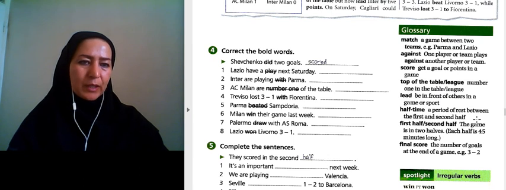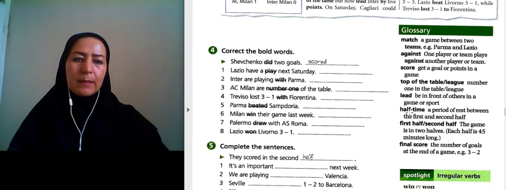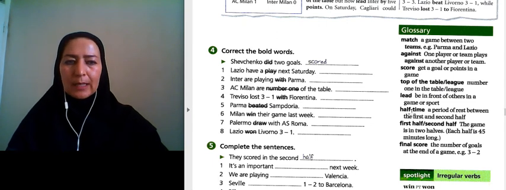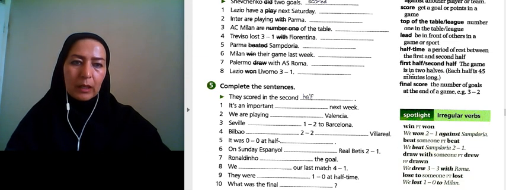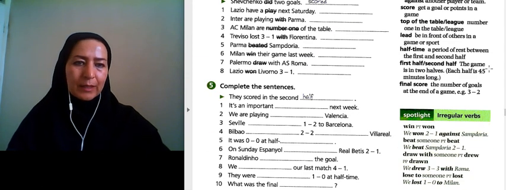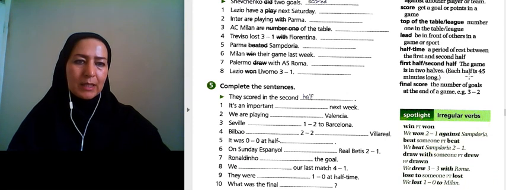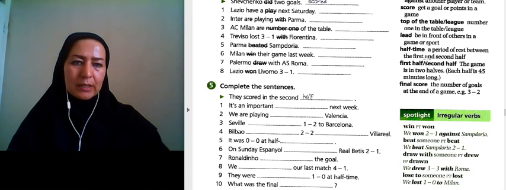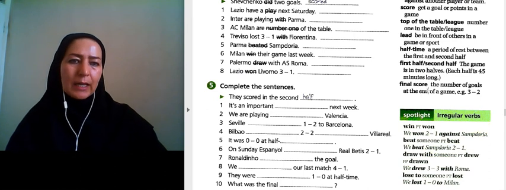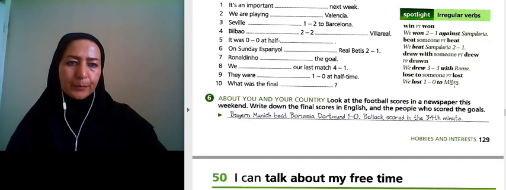Half time, a period of rest between the first and second half, is called half time. So in the middle of the game, there's a special time for a rest. This is called half time. First half, second half: the game is in two halves. Mostly in football, each half is 45 minutes long, so this is called first half and second half. And final score is the number of goals at the end of the game.